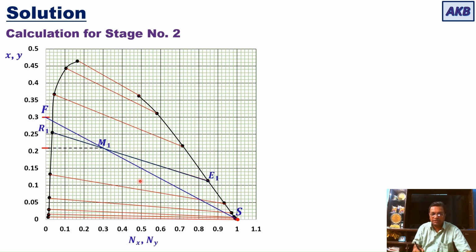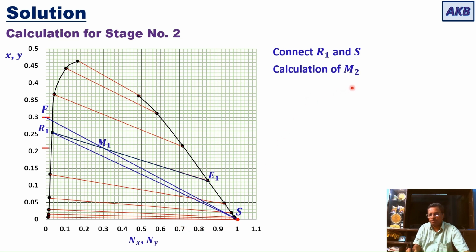So again, we will take our graph. So far we have drawn this graph. Now for stage number 2, the first thing that we will do is we will connect R1 and S. This is to show that we are contacting the raffinate phase that comes out of stage number 1 with the fresh solvent. So we will connect R1 with S. Then we have to calculate M2. And for that we are going to use the material balance.